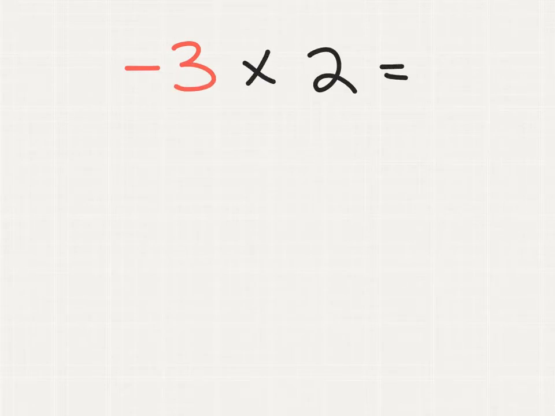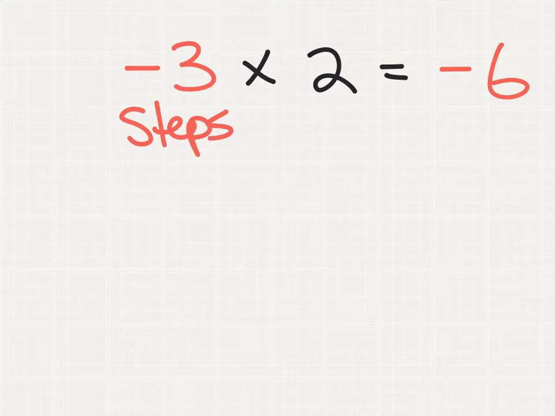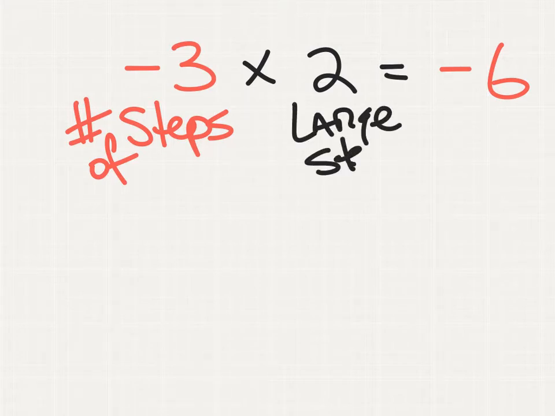To model -3 times 2 equals -6 on a number line, we simply need to remember that the first integer tells us how many steps to take. How many steps? The number of steps. While the second number tells us how large the steps should be, or what's the size of each step.